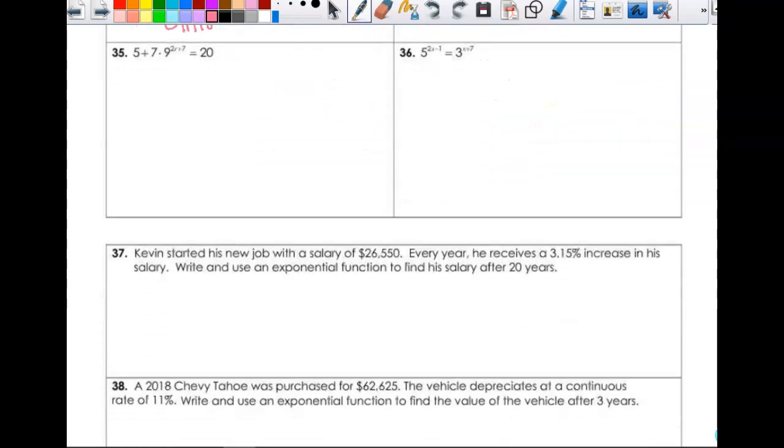Alrighty, so then here on 35, I'm isolating this. So I'm going to start by subtracting 5 from both sides. So I get 7 times 9 to the 2x, oh, that's not an x, that's an r. 9 to the 2r plus 7 power equals 15. Then I'm going to divide both sides by 7, so 9 to the 2r plus 7 equals 15 over 7. So then I can take the natural log of both sides. So the natural log of 9 to the 2r plus 7 equals the natural log of 15 over 7.